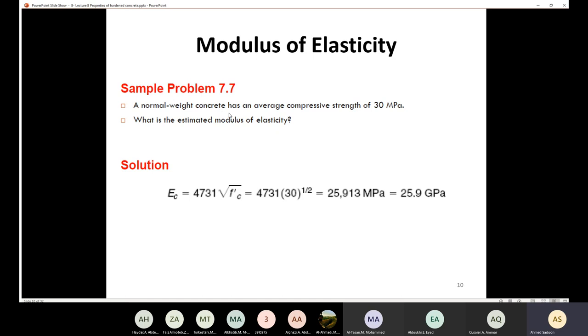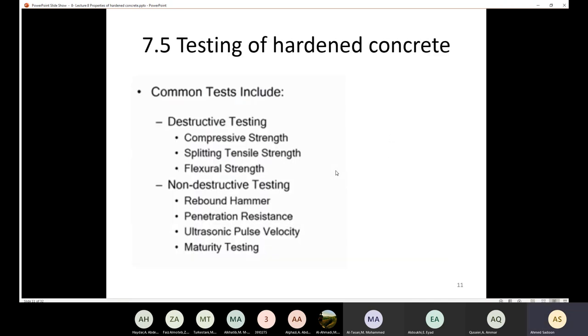So here we have a small example. A normal weight concrete has an average compressive strength of 30 megapascal. Then estimate the modulus of elasticity. He says estimate because he knows that the equation is not accurate. So all you have to do is substitute the value of 30 in this formula, and then the modulus of elasticity comes out to be 25.9 gigapascal. So now we have finished the first part. If you have any questions, please ask me so that we can start the next part.